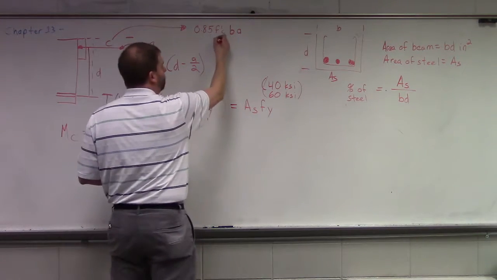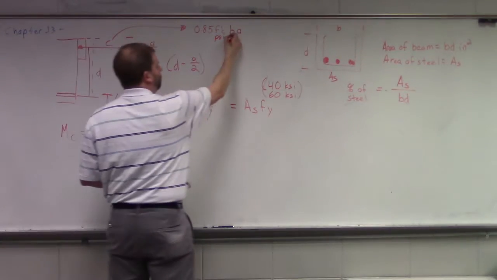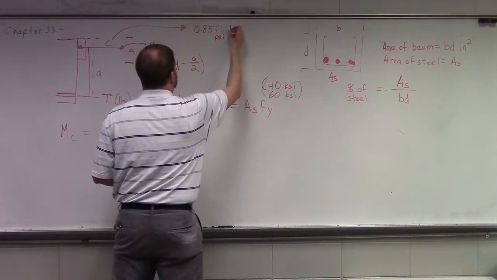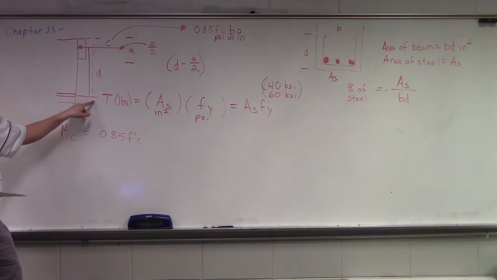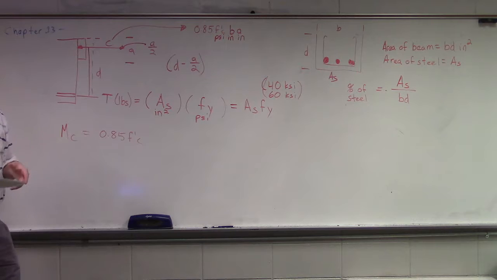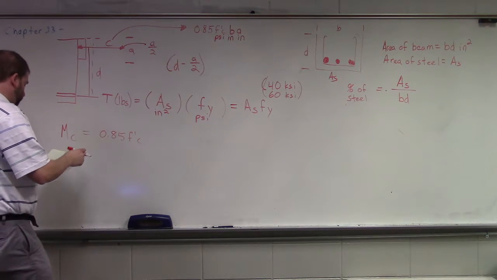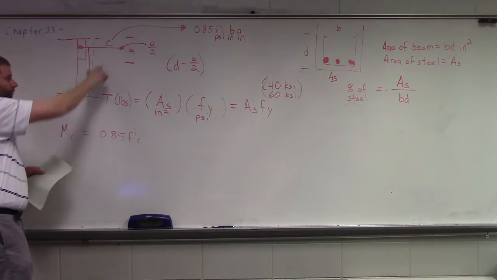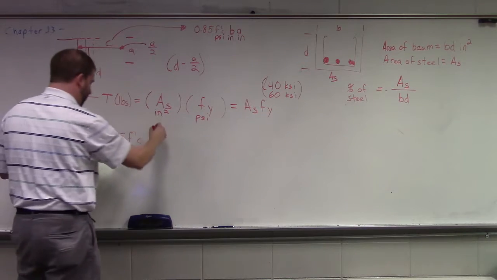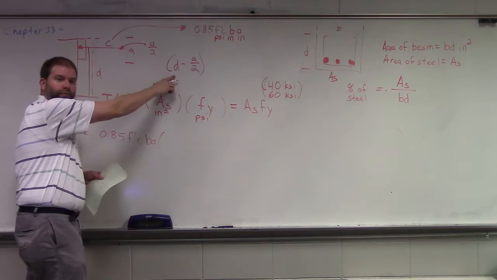Because f'c is in PSI, right? B will be in inches, a will be in inches, so that gives us a value of our C in pounds. C is now in pounds, T is now in pounds, so we're happy. We can evaluate them together, okay? So, our moment arm of C about T is going to be 0.85 f'c B a times the distance, right?